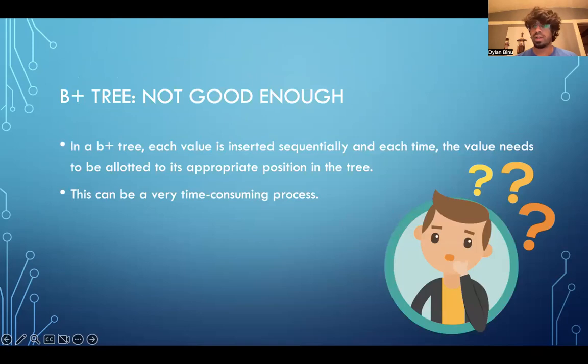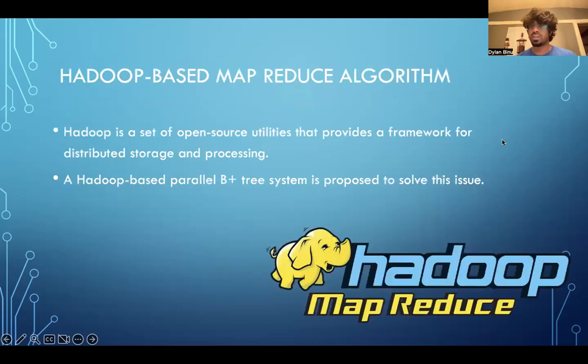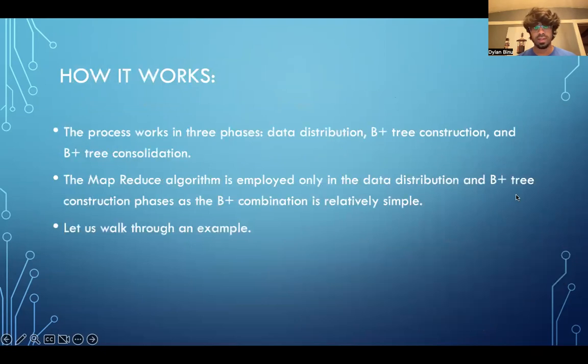So for this bulk data dilemma, I think we have realized that the B plus tree is not good enough, because the data being inserted sequentially each time means that it's a very time-consuming process. So what is the solution? Hadoop is a set of open source utilities that provides a framework for distributed storage and processing. A Hadoop-based parallel B plus tree system is proposed to solve this problem. Now we can look into it a bit more right now.